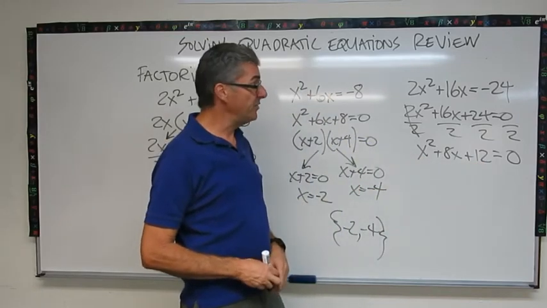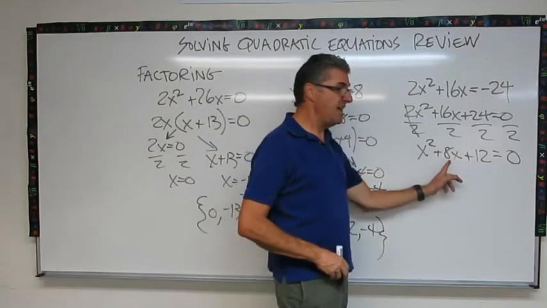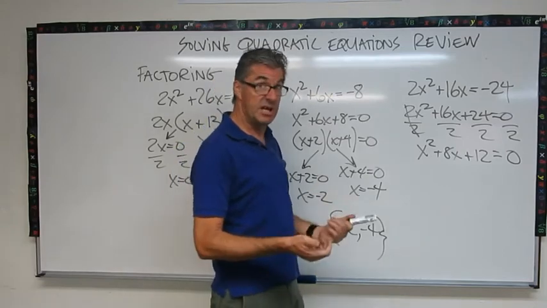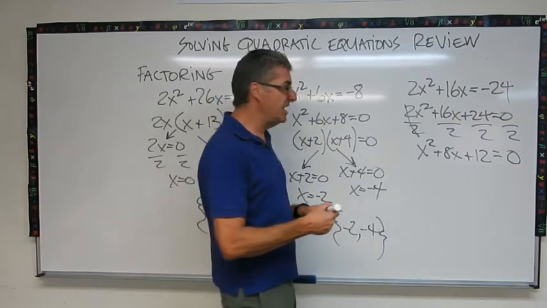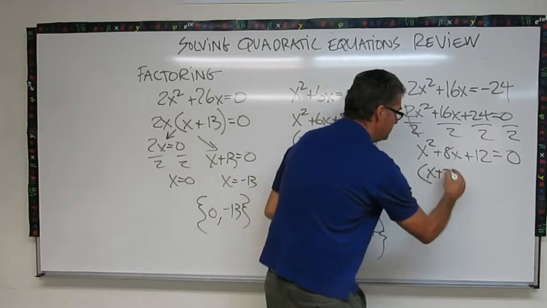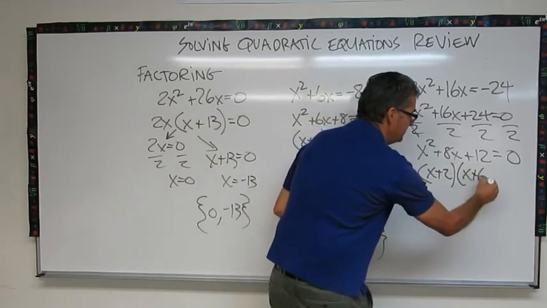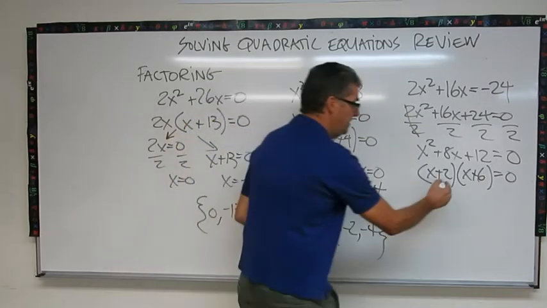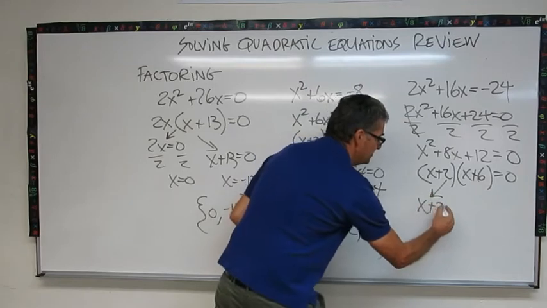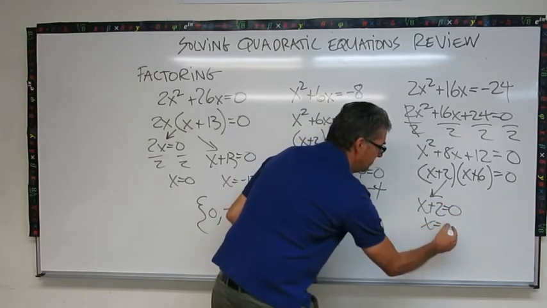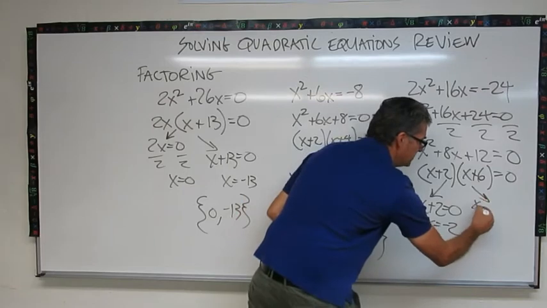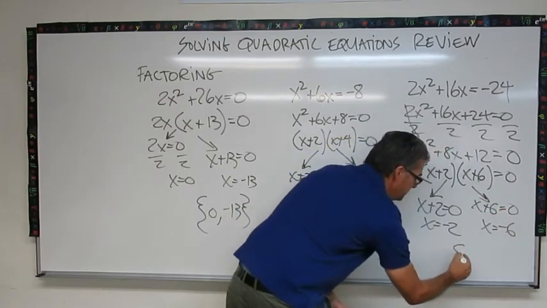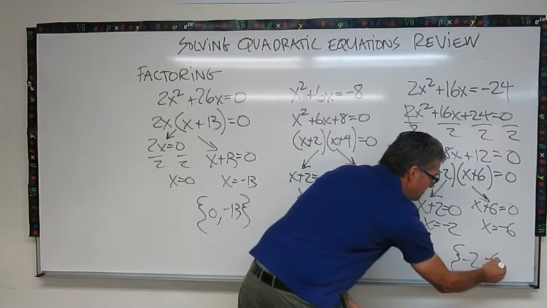Two numbers that multiply to 12 that add to 8. This is a good one. Those two numbers are 2 and 6, because 6 times 2 is 12, 6 plus 2 is 8. So now I can just go to x plus 2 times x plus 6 equals 0. Okay, so now I've factored the non-zero side. Now I do my branch. x plus 2 equals 0. x equals negative 2. This branch is x plus 6 equals 0. x equals negative 6. My two solutions here are minus 2 and minus 6.